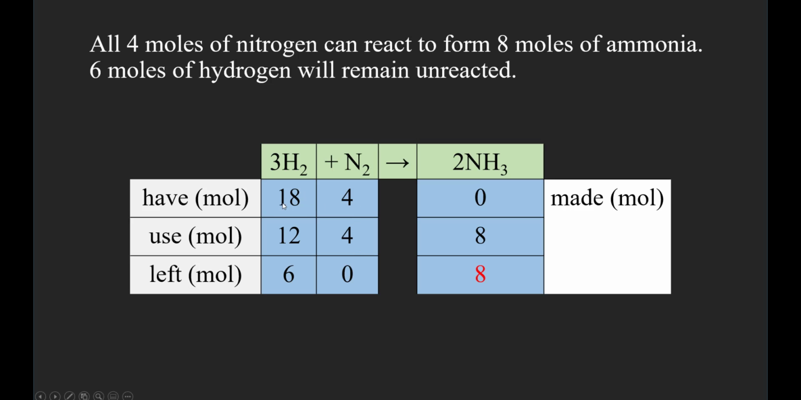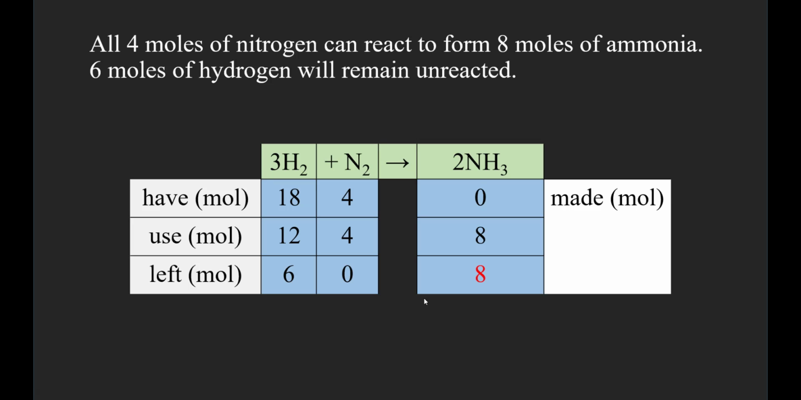I need 3 times as many hydrogens. 3 times 4 is 12. And the ratio between nitrogen and ammonia is 2-to-1, so I need double 4, which is 8. What's left over when I'm done? Well, I had 18. I used 12 of them. I had 6 left over. I don't have any nitrogen left over. And since I had no ammonia to start with and I made 8, I also have 8.